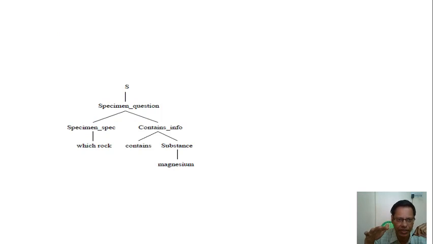Earlier we have seen that the statement is divided into grammatical parts. Here it is dividing into meaningful parts. Statement is divided into specimen questions, and specimen is again divided into specimen specific, which is divided into which rock. Specimen questions is again divided into contains information, and contains information is divided into contents, hence substance and magnesium. Such is the tree.